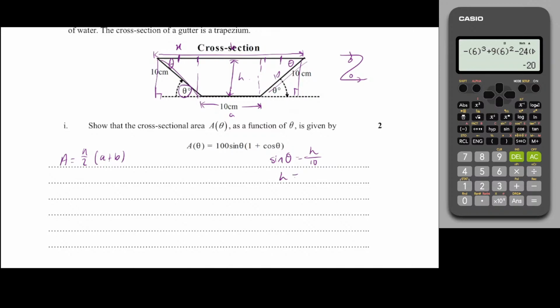So my h value is equal to 10 sine theta, and my x value. So x value, let's go this way. It's going to be cosine, isn't it? So it's going to be cos theta. So x over 10, and then we're going to be adding that onto 10, or 2 lots of those onto 10.